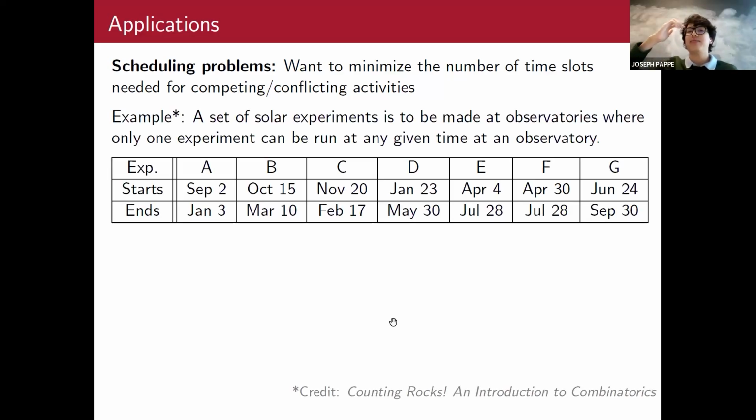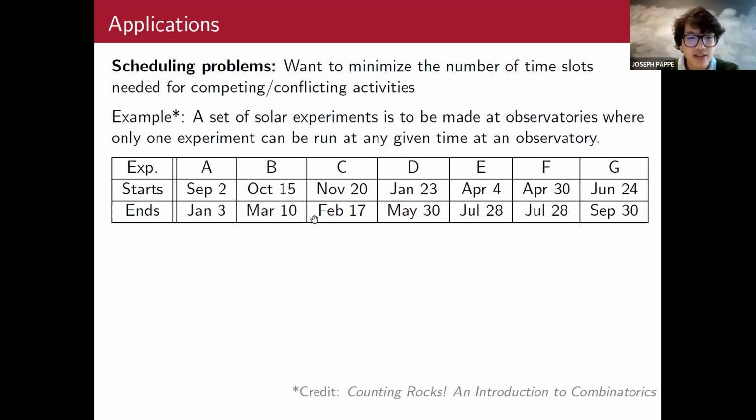Let's say that we have a set of experiments that need to be made at an observatory, but only one experiment can be made at any given time. Meaning that we can't have two experiments that overlap in their start and end date be run at the same observatory. So for instance, here, experiment A runs from September 2nd to January 3rd, but it overlaps with October 15th through March 10th, right? So you wouldn't be able to run both of these experiments simultaneously at the same observatory.